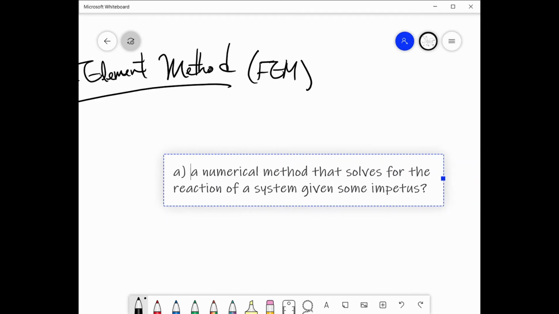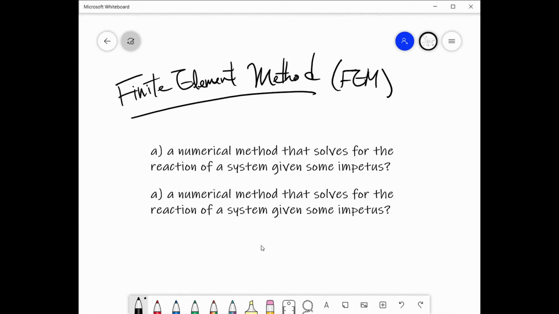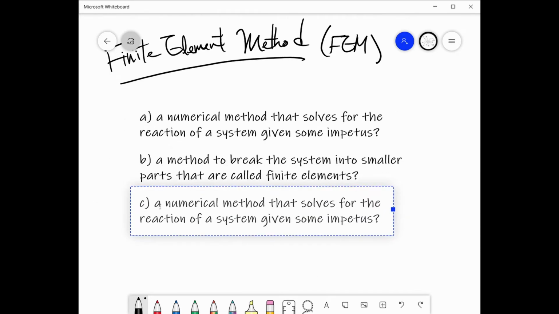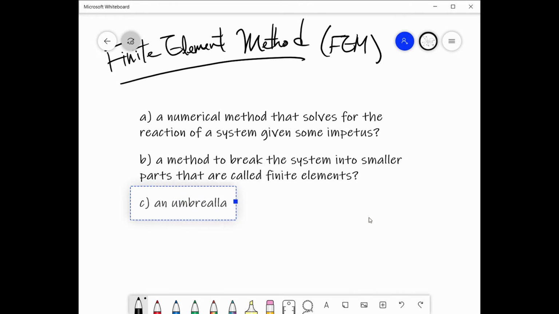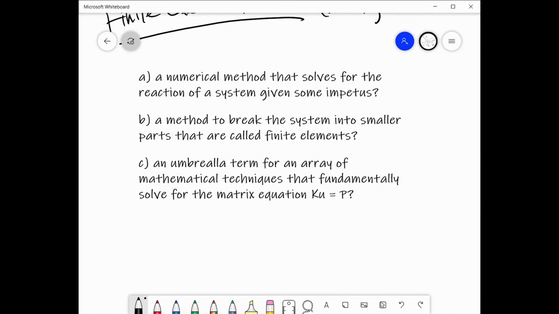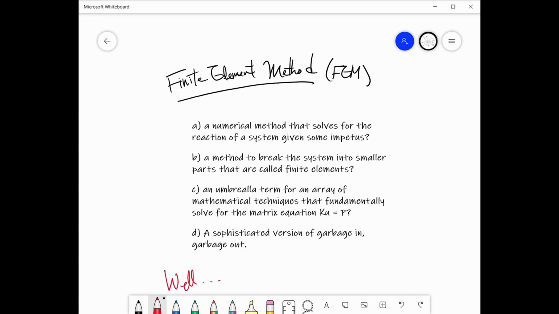Is it A, a numerical method that solves for the reaction of a system given some force? B, a method to break the system into smaller parts that are called finite elements? C, an umbrella term for the array of mathematical techniques that fundamentally solve for the matrix equation Ku = P, where K is the stiffness or system matrix, U is the displacement vector that we are solving or interpolating for, and P is the force vector? Or D, a sophisticated version of garbage in, garbage out. Well, the answer is all of the above, D included.